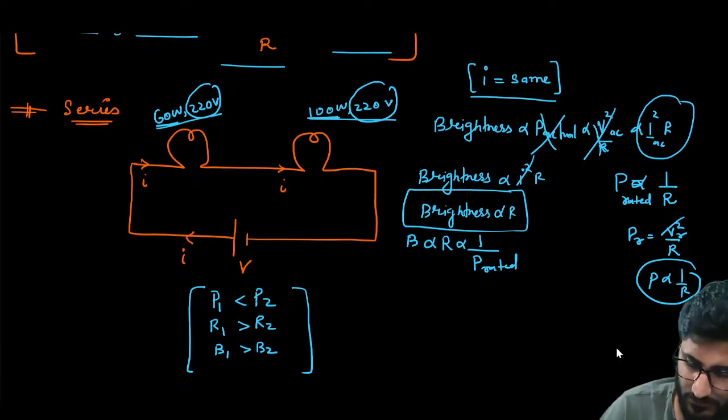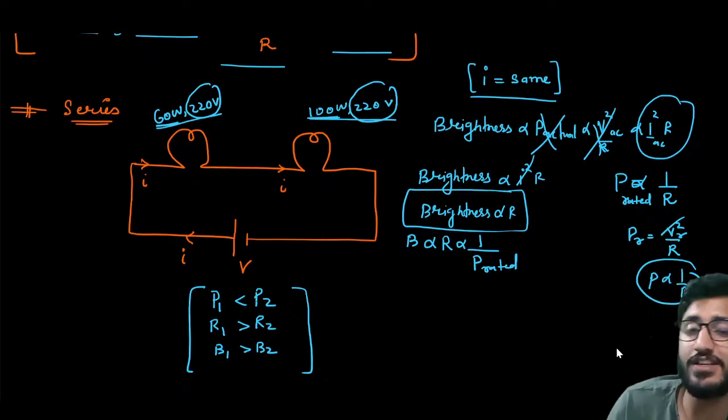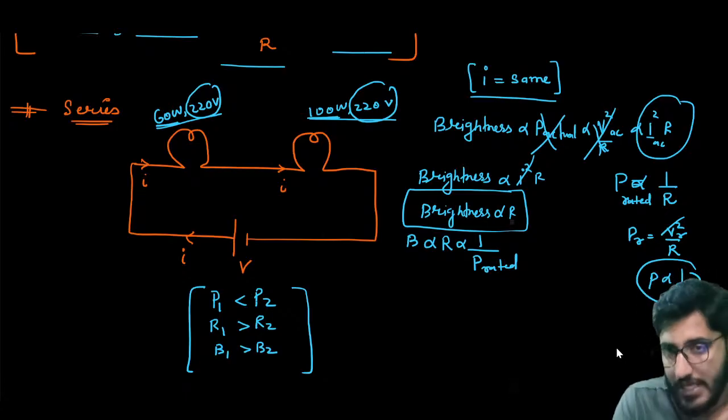Okay. This is how you need to do your numericals. If we have series, brightness is inversely proportional to the rated power. So this thing we need to take care of.